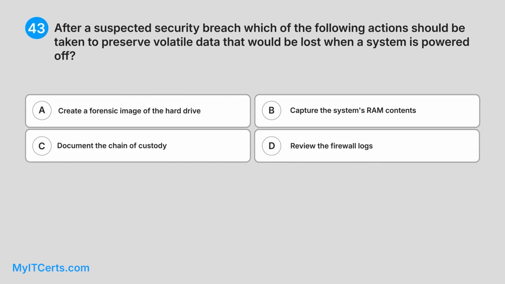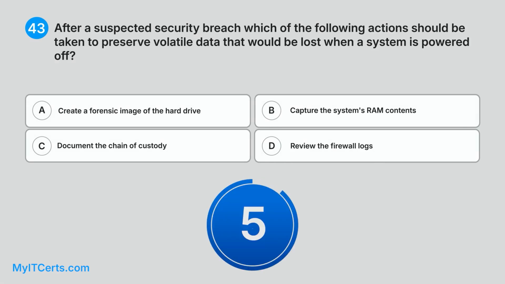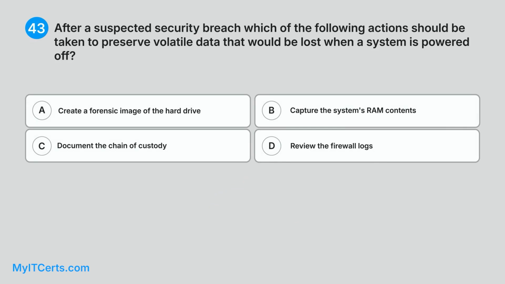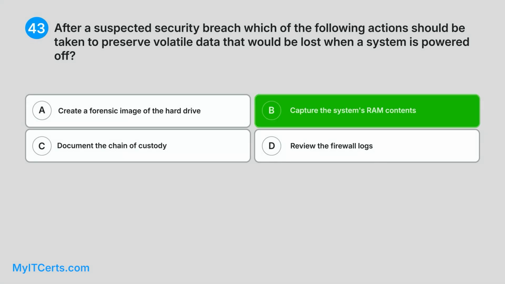(43) After a suspected security breach, which of the following actions should be taken to preserve volatile data that would be lost when a system is powered off? A. Create a forensic image of the hard drive. B. Capture the system's RAM contents. C. Document the chain of custody. D. Review the firewall logs. What do you think is the answer? Correct answer. B. Capture the system's RAM contents.